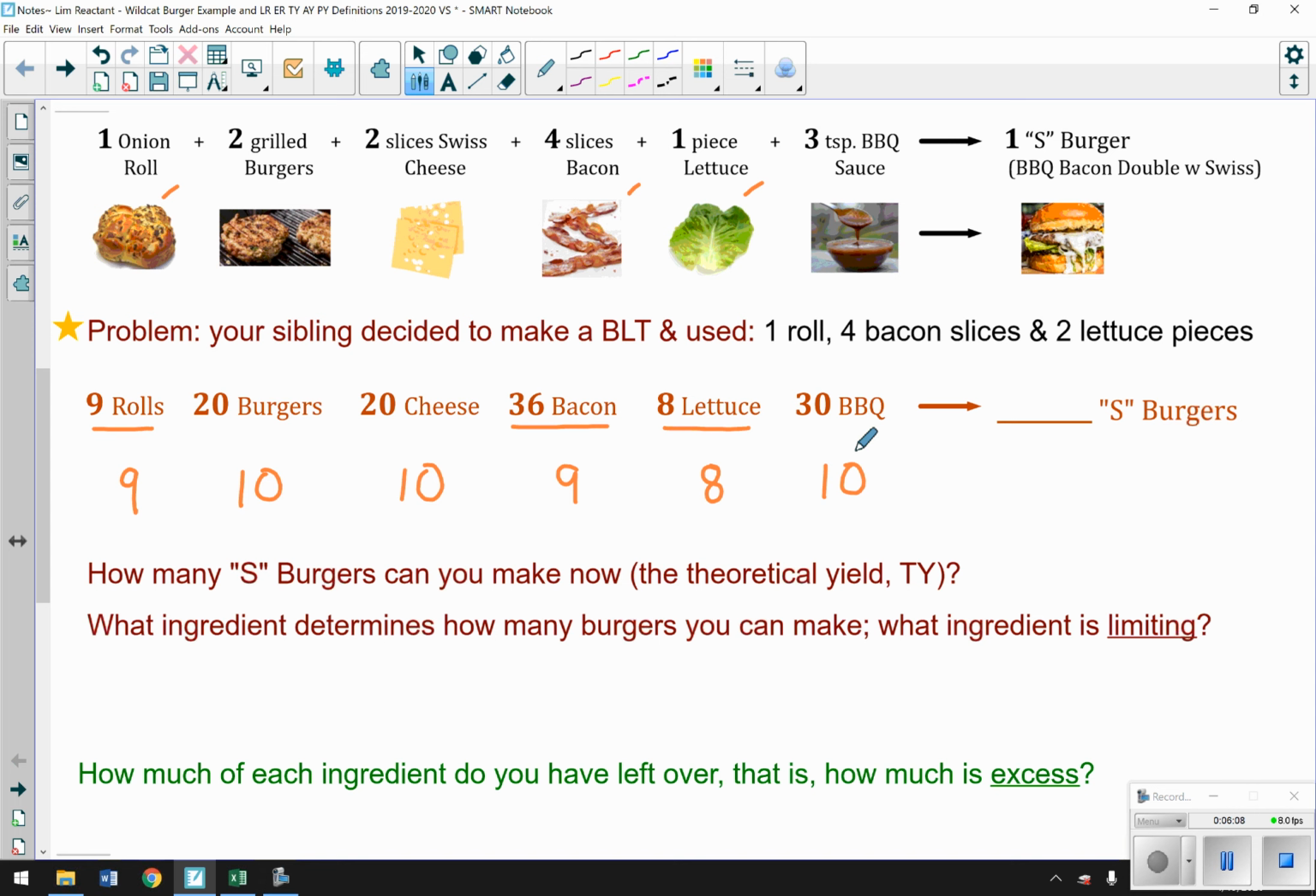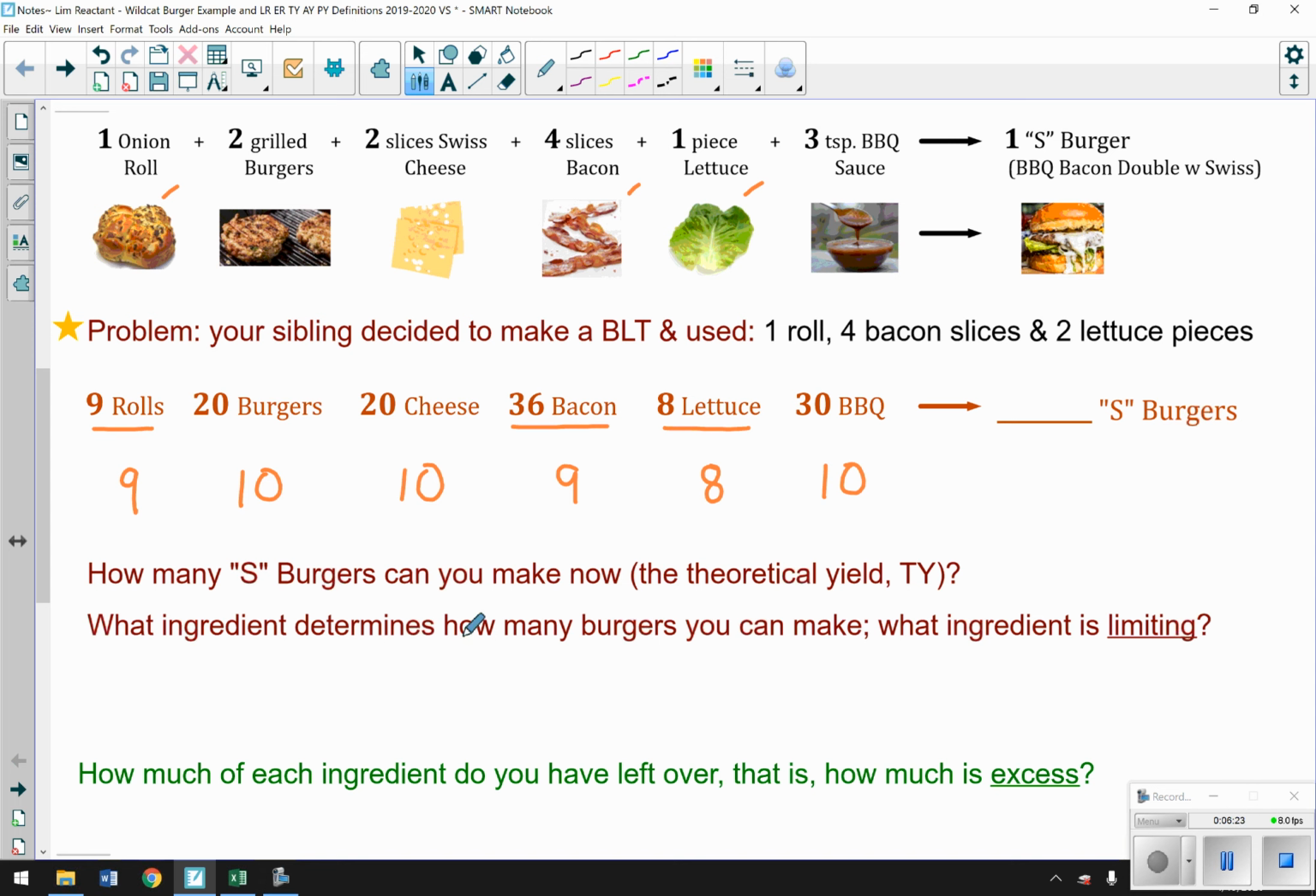Now, you could say, oh yeah, I can still make burgers and just leave lettuce off some and leave bacon off some. But you know what? Then it's not the famous S burger. And so that's what you really want to make. Okay, so how many S burgers could you make?